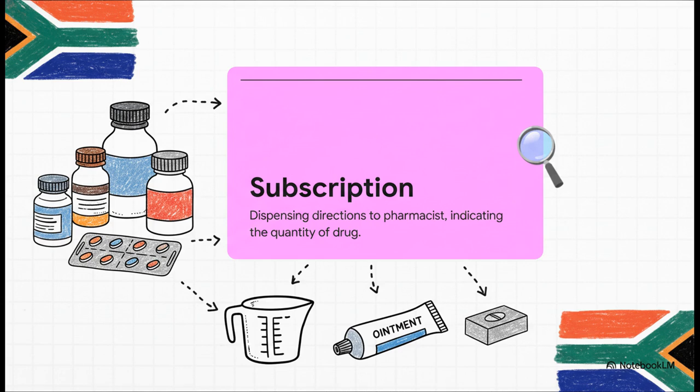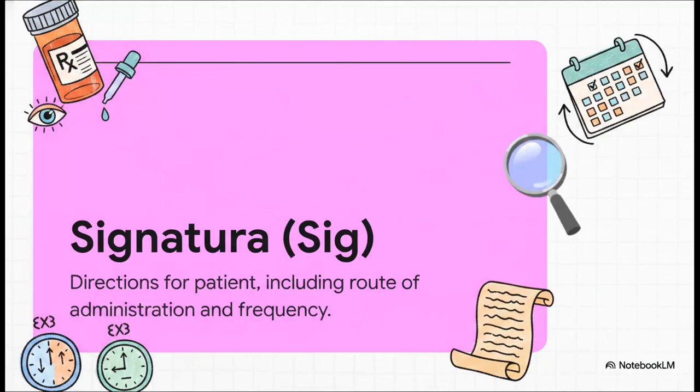unwanted use later on. And rounding out the big 3 is the signatura, or what we commonly just abbreviate as the SIG. These are the specific directions for patient use. It covers the route of administration, the number of drops or tablets, the frequency, and the overall duration.